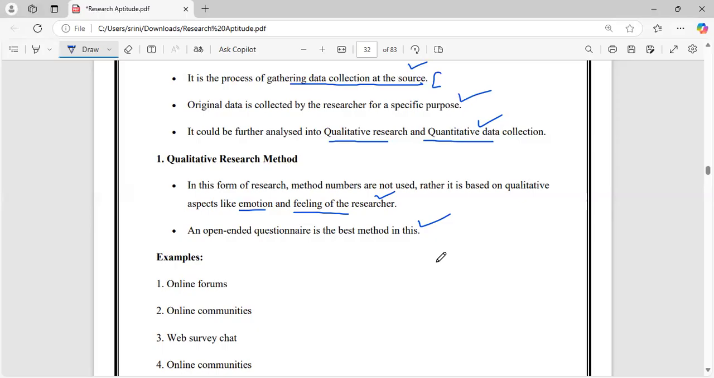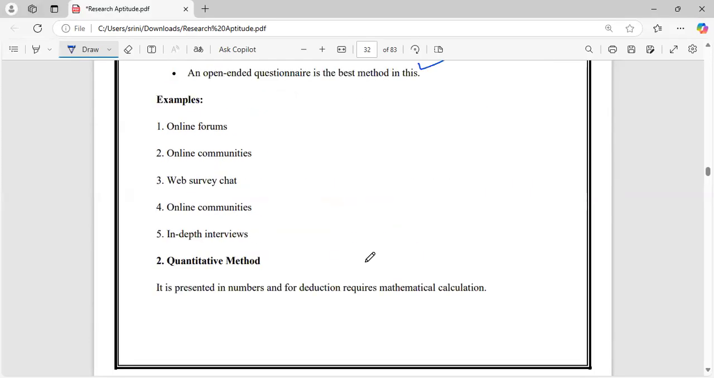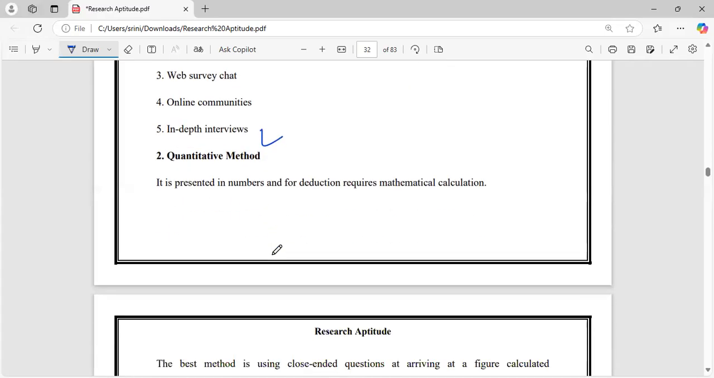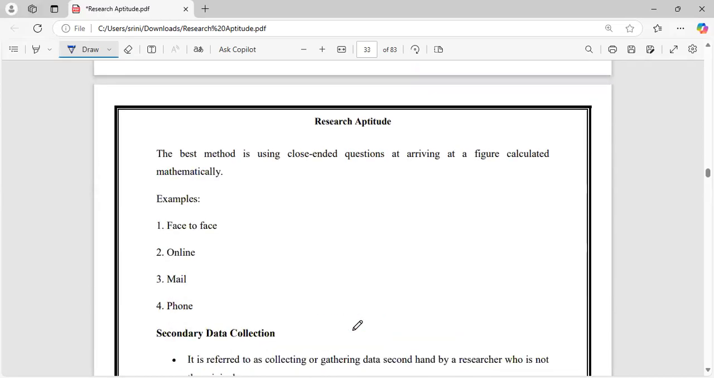In an open-ended questionnaire, we can have more qualitative data. Then we can use methods to convert that qualitative data into quantitative data. Examples are online forums, online communities, web survey chat, and online in-depth interviews. Then the quantitative method is presented in numbers and requires mathematical calculation. Examples include face-to-face interviews, and we can also collect data through online, mail, and phone.